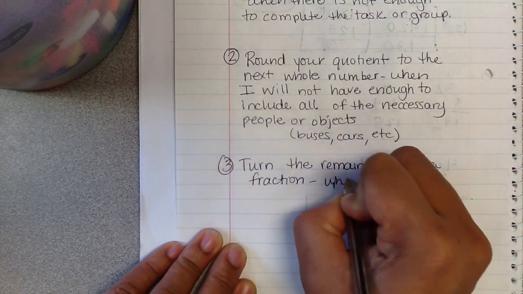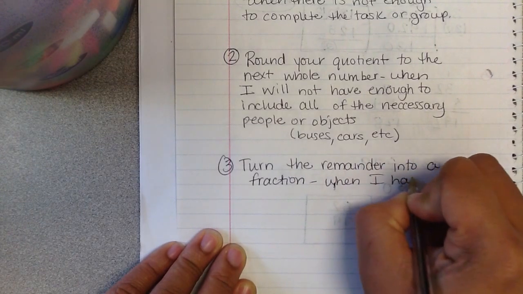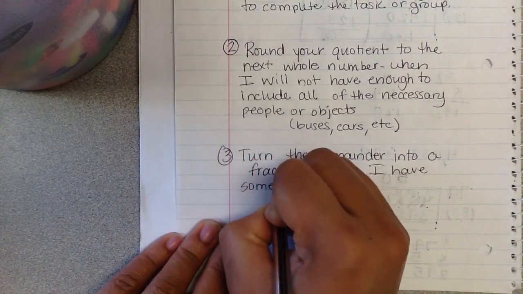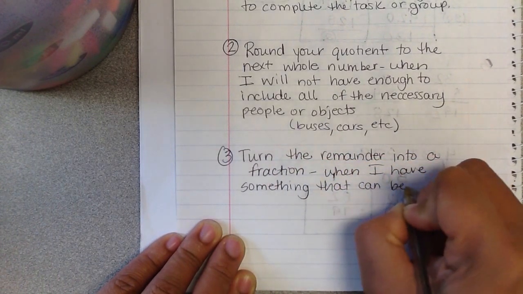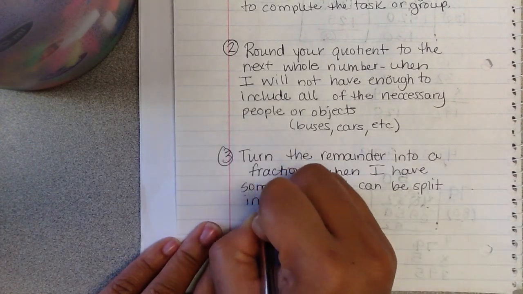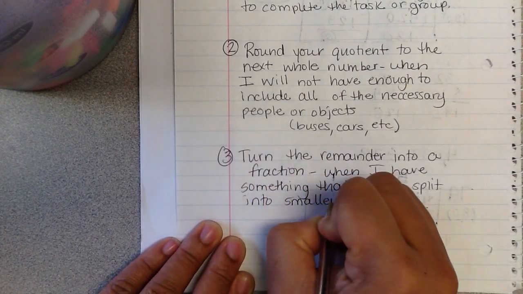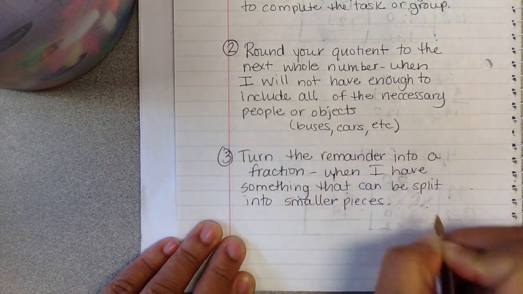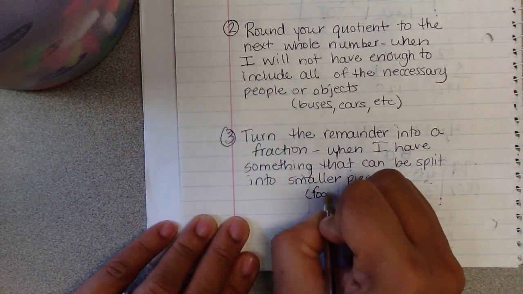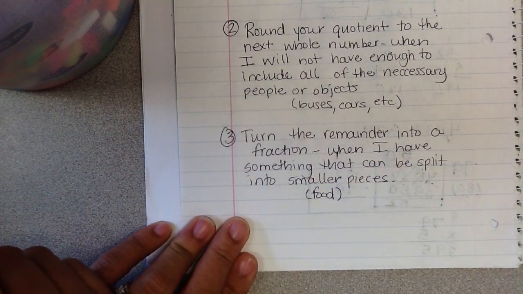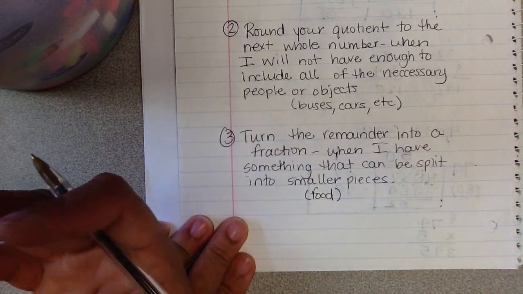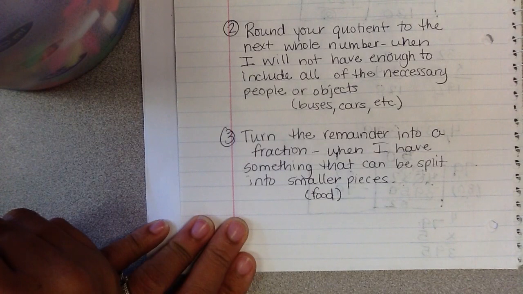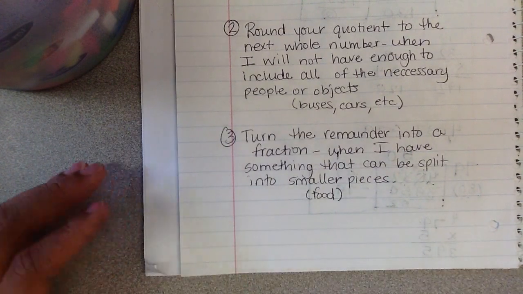I turn my remainder into a fraction when I have something that can be split into smaller pieces. So a lot of times it deals with food. So cookies or pizza or pies or things that you can split up into smaller pieces. Now, there's certain things you wouldn't be able to split into smaller pieces that really wouldn't be effective. But things that you think about, oh, I could split this with you. You think about a lot of situations that have food involved there.